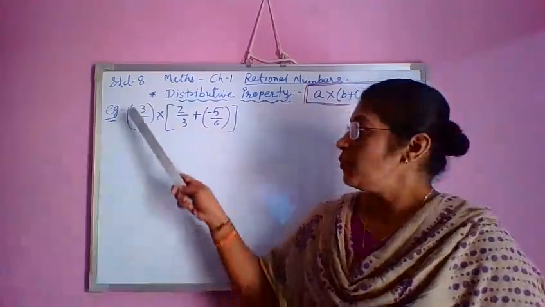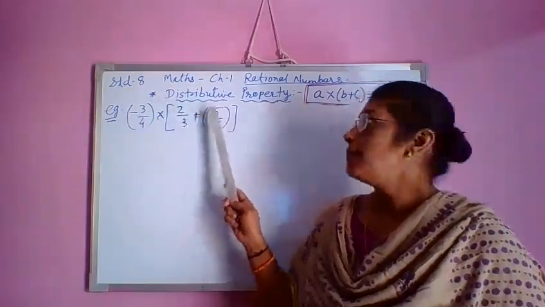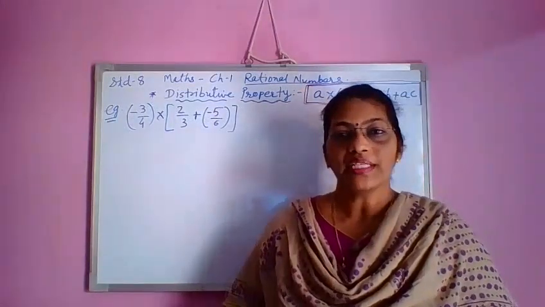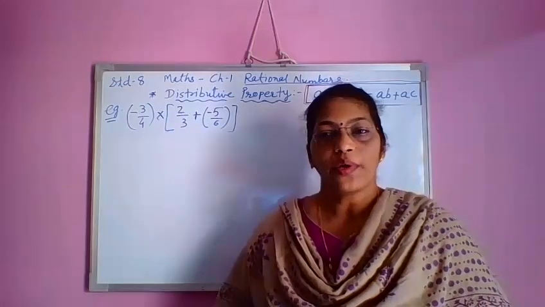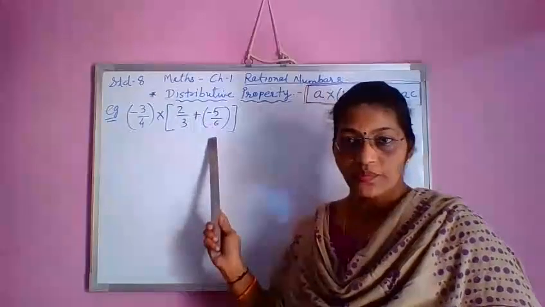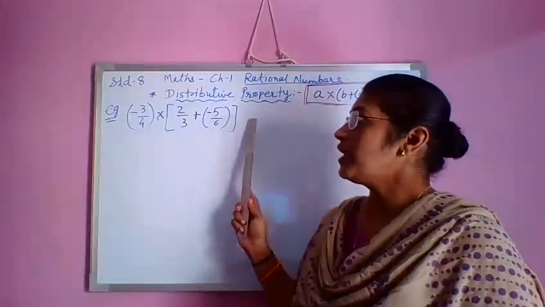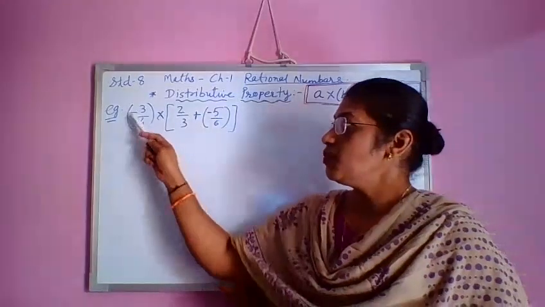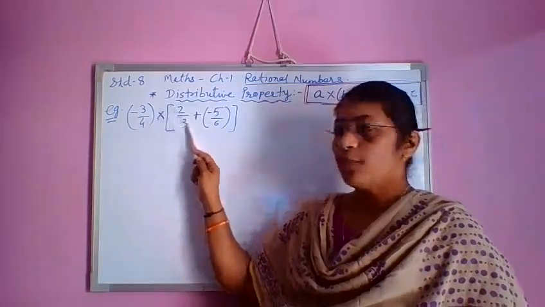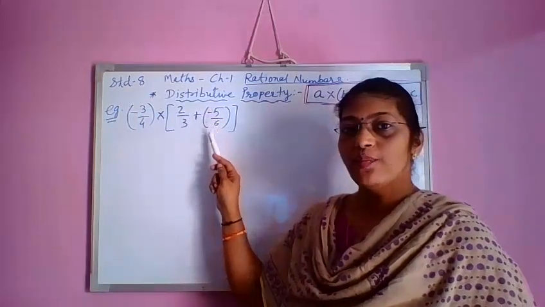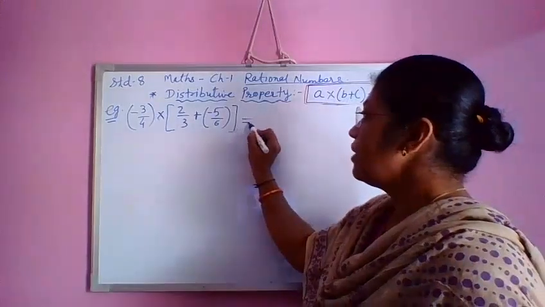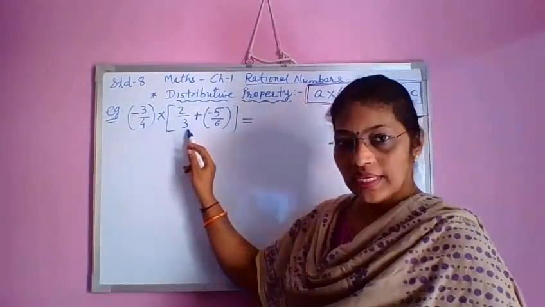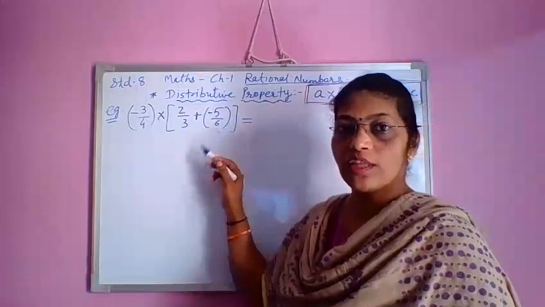Suppose minus 3 upon 4, 2 upon 3, minus 5 by 6 are given three rational numbers. Now let's verify the distributive property for these three numbers. So when we write the distributive property for these three numbers, it can be written as minus 3 upon 4 multiplied by (2 upon 3 plus minus 5 upon 6) is equal to, now here we have to distribute this multiplication with 2 upon 3 and minus 5 by 6, one by one.